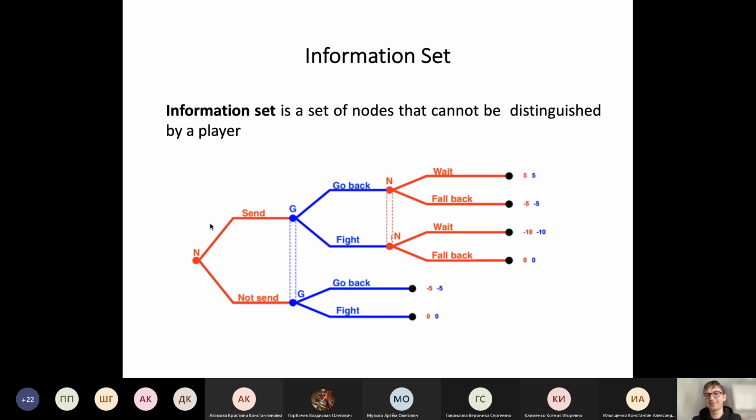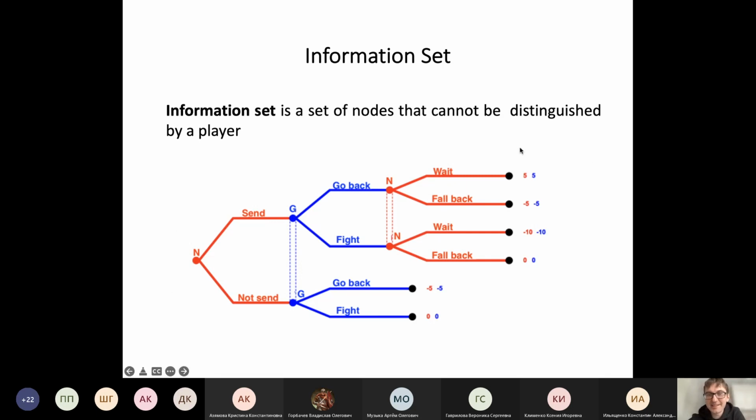Okay, so I promised you that we'll introduce this term, information set. Information set is a set of nodes that cannot be distinguished by a player. So this is how we show information sets on the tree. Let me tell the story about this game.